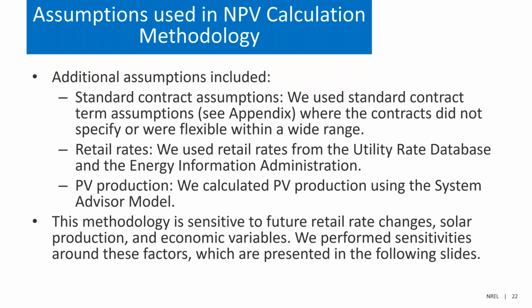And so being able to fairly compare on an apples to apples basis contracts which are specified in very different ways required us to make a set of standardized assumptions. So we had to look at things like retail rates. And so we used the utility rate database and the EIA's data. For PV production, we used the system advisor model, and we had to make a number of standard financial assumptions. And so there's a number of sensitivities. We performed that sensitivity analysis, as I mentioned, and we really took a lot of steps to try to put contracts on apples to apples basis.